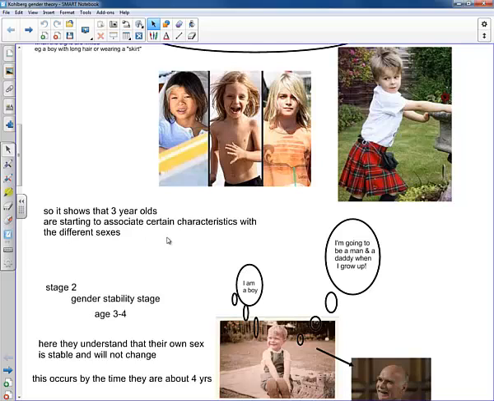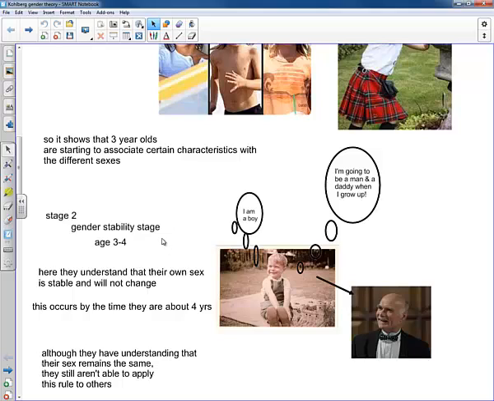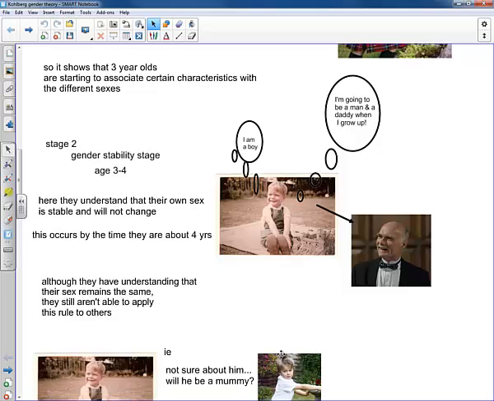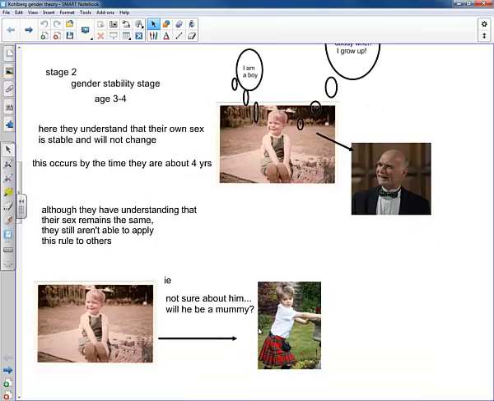Okay, stage 2, we call it the gender stability stage, roughly about age 3 to 4. And here they've grown to have a cognitive understanding that their own sex is stable and that's not going to change. They know that I'm a little boy, I'm going to be a daddy. I'm a little girl, I'm going to be a mummy. So by the time they're about 4, they've got a very clear idea that their gender will remain fixed. Now the thing is, although they have that understanding that their own sex remains the same, they are still not able to apply that to other people.